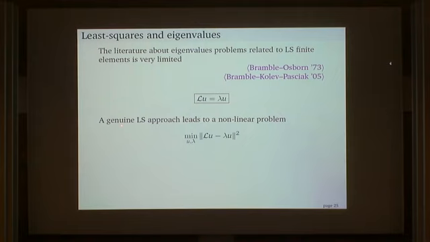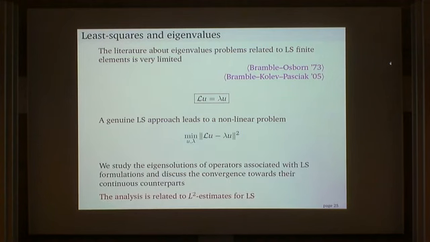Of course, the genuine least squares approach would lead to a minimization of something like this. And this of course involves some nonlinearity, because the eigenvalue problem is nonlinear, so you have a multiplication of lambda and u here. So we are not doing that. What we started doing is just to see how the eigenvalues of the least squares operator behave. You consider the approximation by least squares of the source problem. This gives you a discrete operator, and then you want to see whether the discrete spectrum converges to the continuous one or not. And what is that important for?